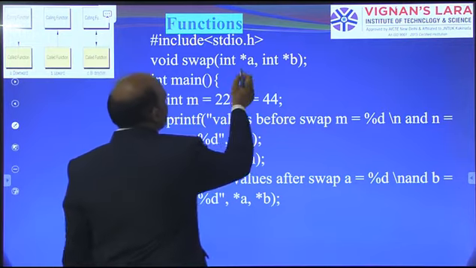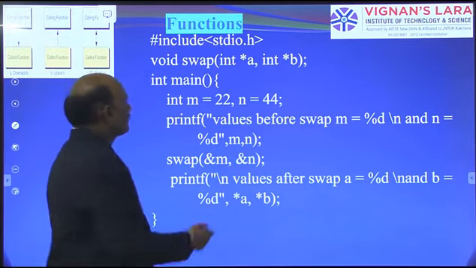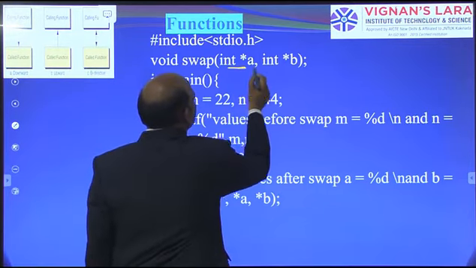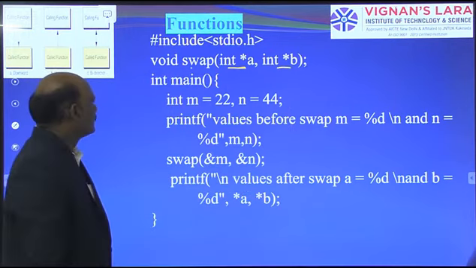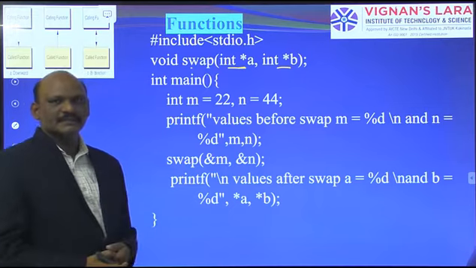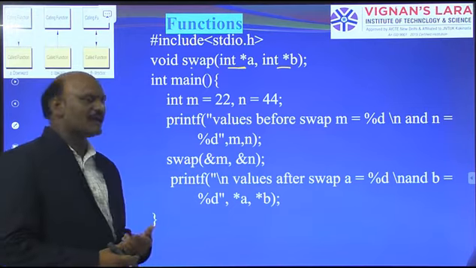Here, instead of passing a value, we are passing an address. For that we are using a pointer: int *A, int *B for the function swap, right? A pointer stores the address, whereas a variable stores the value.